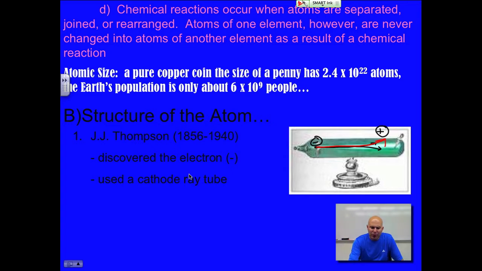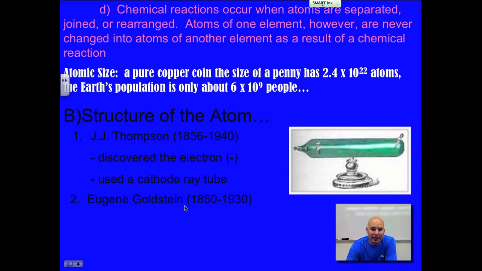The cathode ray tube was used in our TVs quite a few years back, before we got all the plasma and LCDs. Basically a CRT is a cathode ray tube, and that's how it works. It deals with charged particles. So that was J.J. Thomson and the discovery of the electron.